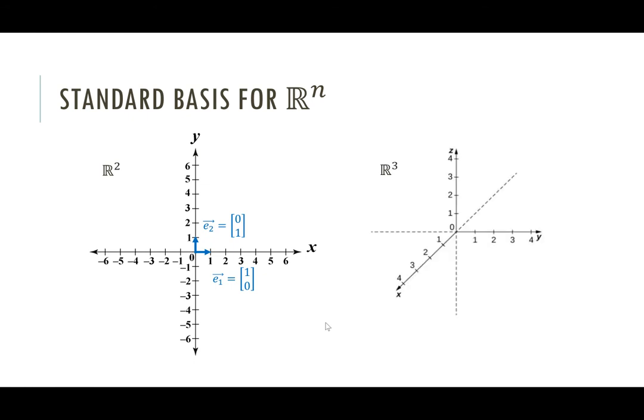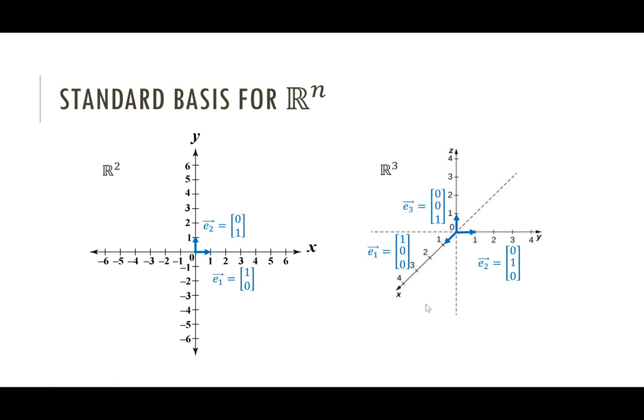All right. In R3, our first standard vector will be this one on the x-axis, 1, 0, 0. Then our second standard vector, e2, will be 0, 1, 0. And then our third standard vector, e3, will be 0, 0, 1. So these are i hat, j hat, and k hat, for those of you who like physics, like I do.